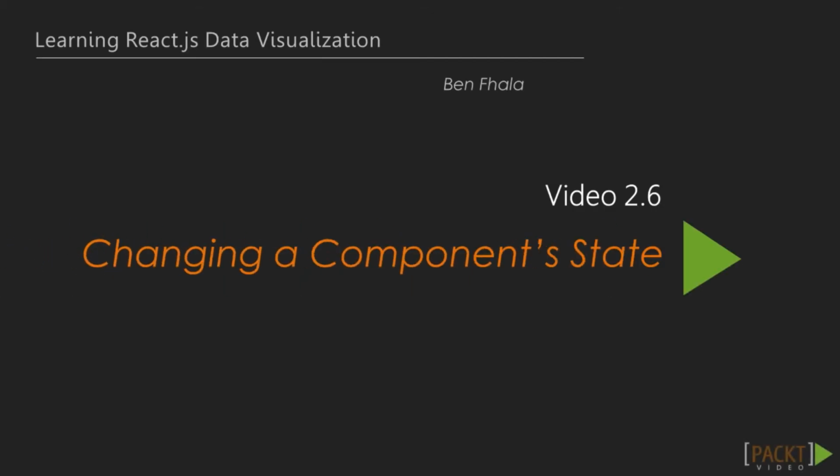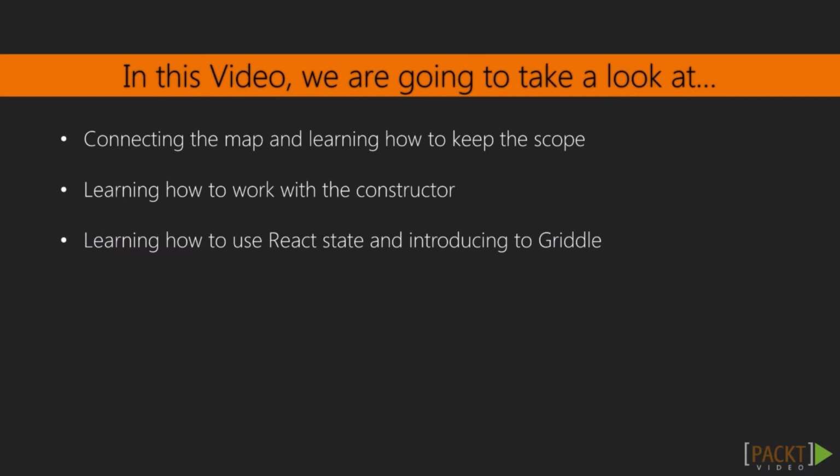In this last lecture in this section, we're going to learn about state, which is different than properties in React. We're going to understand what they are and what their difference is from properties. With that said, we're also going to connect our map. We're going to learn how to keep our scope. We're going to learn how to work with a constructor. And moreover than that, we're going to learn how to use the React state. And in the process, we're going to introduce you to Griddle, a component that enables you very easily to add visual grids onto your screen. So let's jump right into it.